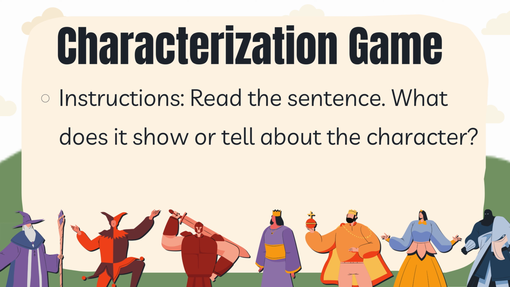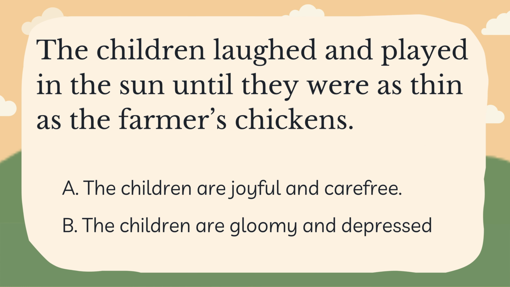So, here are the instructions. Read the sentence, then tell me what it shows or tells about the character. Alright, let's try it. For round 1, the children laughed and played in the sun until they were as thin as the farmer's chickens. Now, let us think. What does this tell us about the children? Do you think they are letter A, the children are joyful and carefree? Or letter B, the children are gloomy and depressed?